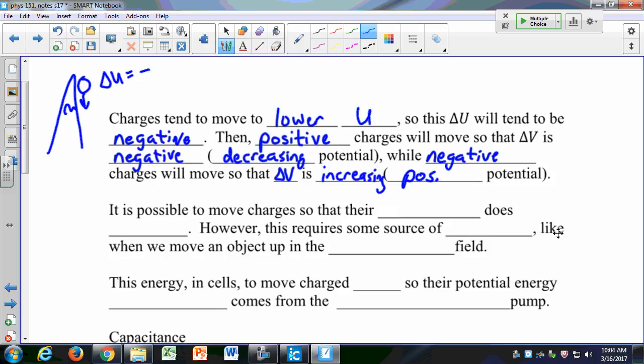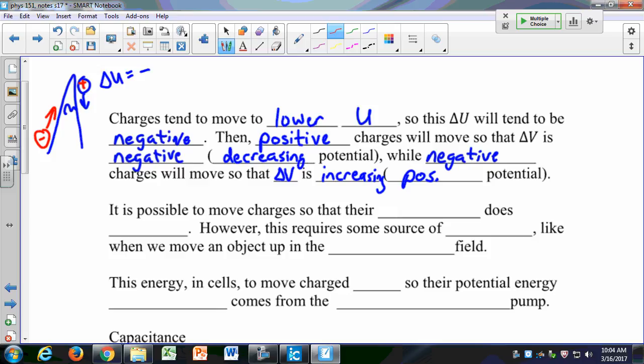We've already said this. It's on our mountain over here. Positive charges go from decreasing potential, high to low. Negative charges, on the other hand, will move in the opposite direction. And it all is because charges will tend to move towards a lower potential energy state. Everything tends to move in that direction, a lower state of potential energy.